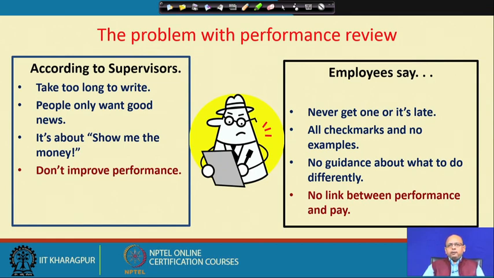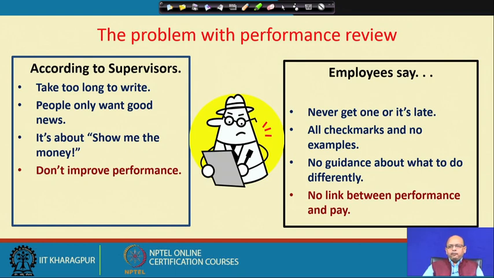Then another issue which supervisors raise is that they think employees want to know about the good things only. They want to hear about the positive aspects, not the negative aspects. But in reality, employees have both positive feedback and certain negative things also. When you tell them negative things, they become defensive or aggressive, because they have a tendency to think about the positive tendencies only.